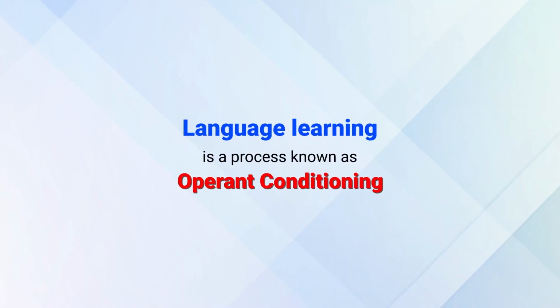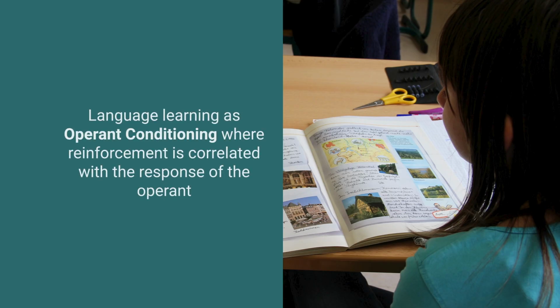According to behaviorists, language learning is a process known as operant conditioning. Now, what exactly is operant conditioning? We will get to know in some time. But operant conditioning is also known as reinforcement conditioning, where reinforcement is correlated with the response of the operant, or the person being observed, in a general sense. In this conditioning, a reward is not given until an appropriate response is received.